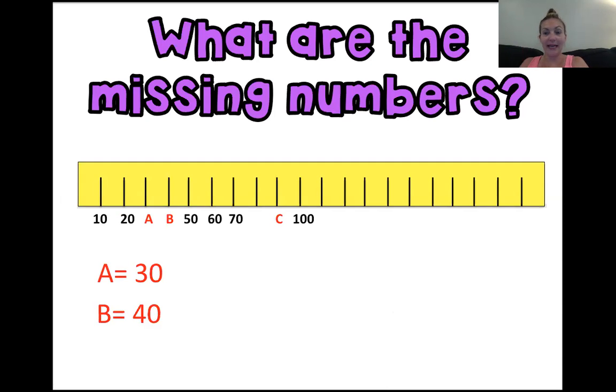Then we have a blank line. What would that blank line be? And then we have the letter C. So I need you to think real hard about what the letter C is. And look, it's right before the number 100. So if it's only 10 away from 100, what number would we have? It would be 90. That blank line that has no marks on it would be 80. So we're jumping 10 every time here.